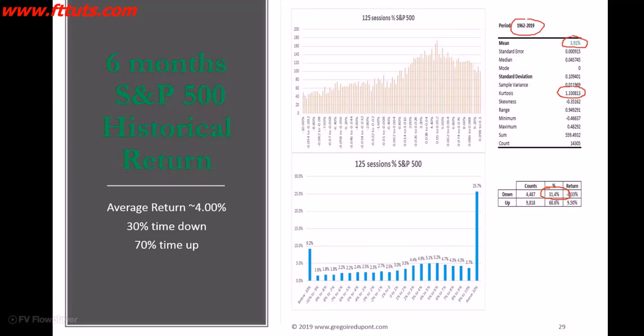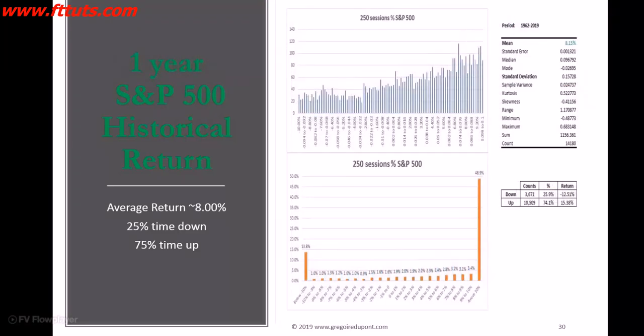Here the kurtosis is at 1.3, which is below the 3, which means that the returns are following a platykurtic distribution, meaning the distribution produces fewer and less extreme outliers than does the normal distribution. And the skewness here, as you see, is very close to 0.